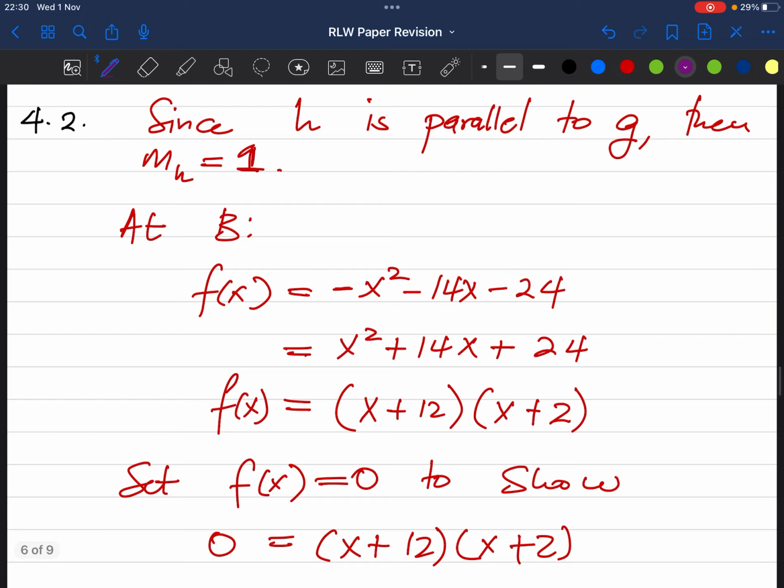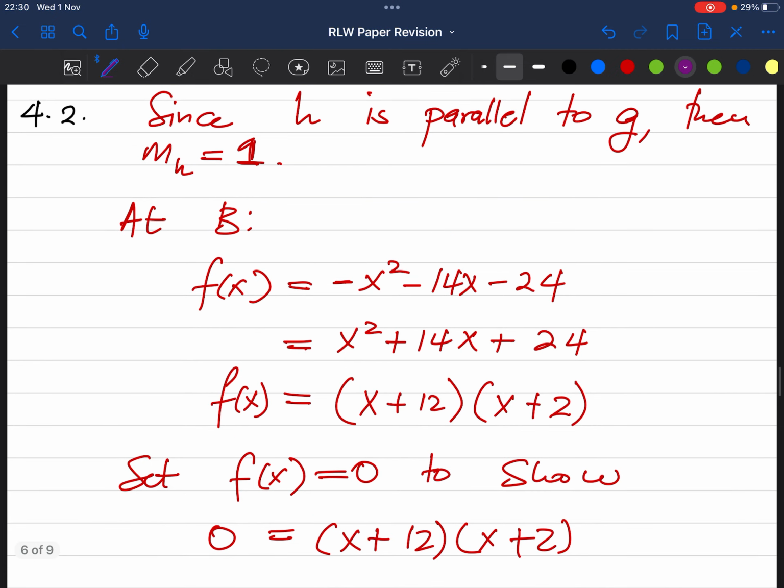I hope everyone is happy with this question. Let us check our mark allocation. How will we mark this question?